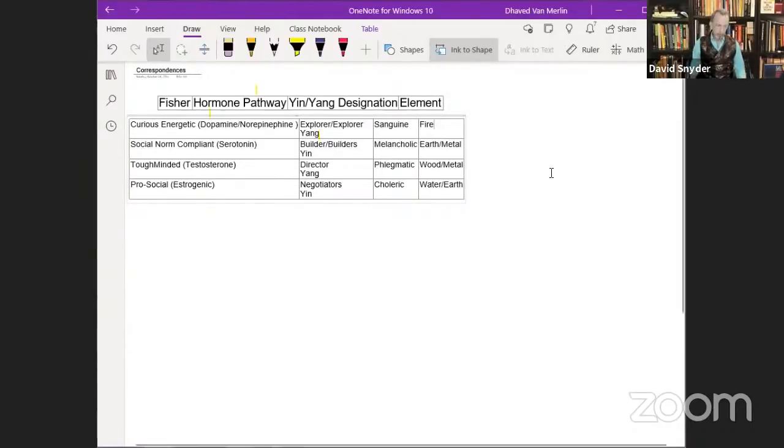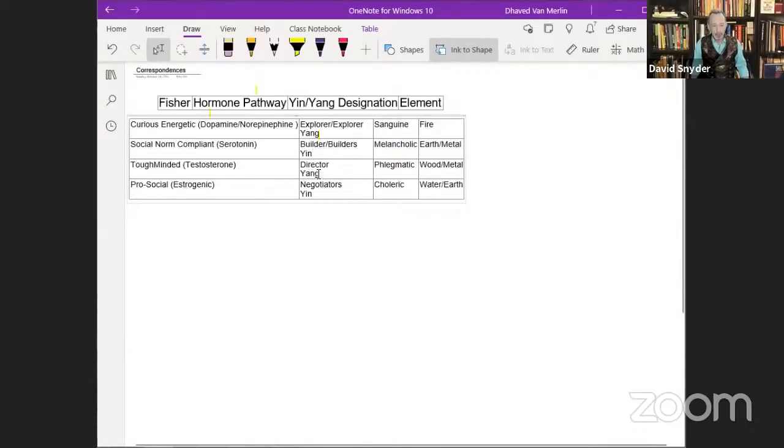five-element theory. People who are more serotonin dominant, we call these social norm compliant. These are very stable people. We call them builders in the Fisher system. These are very yin type people. They tend to be very melancholic, and they correspond to the earth and metal categories. Now, obviously, you would need to know what qualities correspond to each of these elements. And if you were to see the characteristics of fire versus dopamine, you would see it jump out at you.